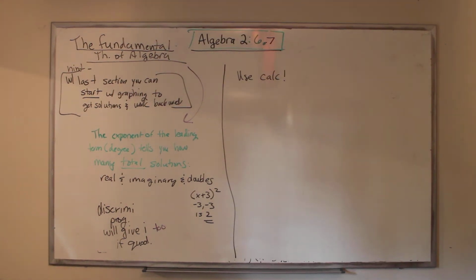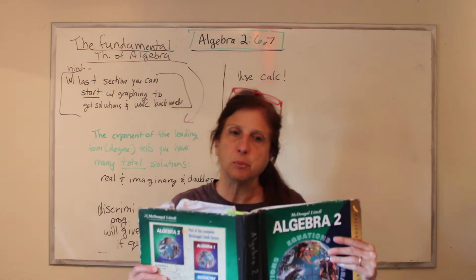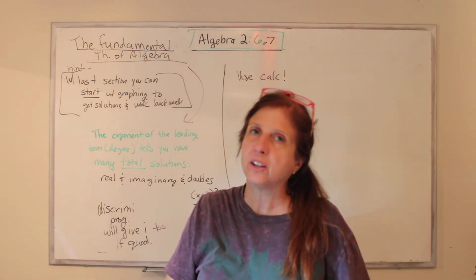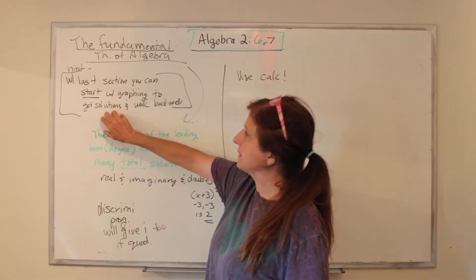Welcome back to Algebra 2, Chapter 6, Section 7. In this book, we've been doing lots of polynomials and solutions and all that. So, there was something I meant to say last time and I forgot.